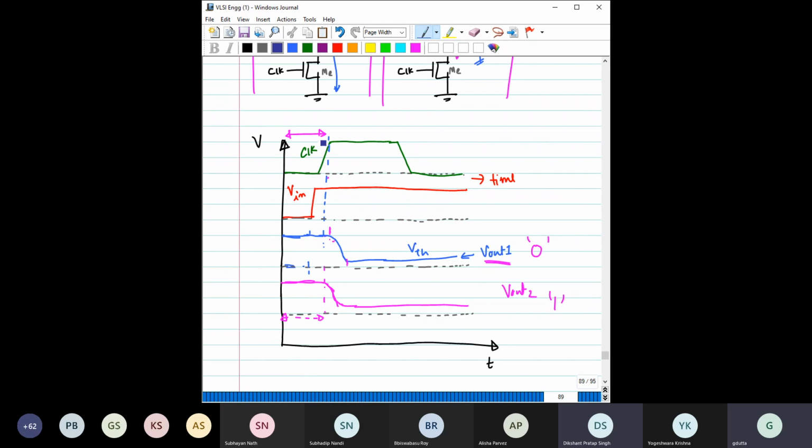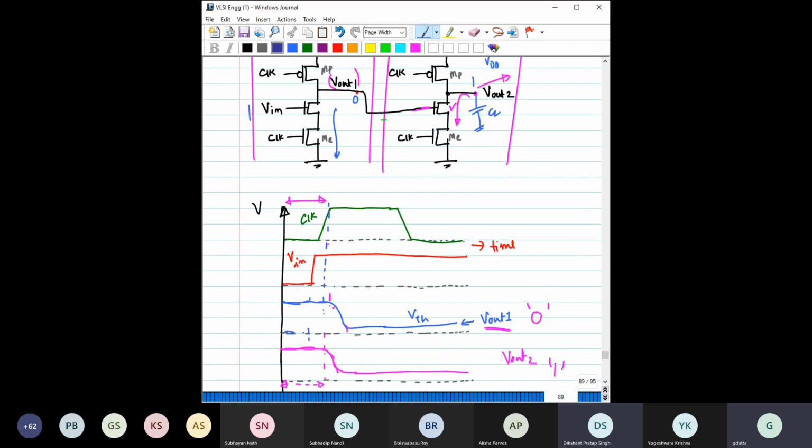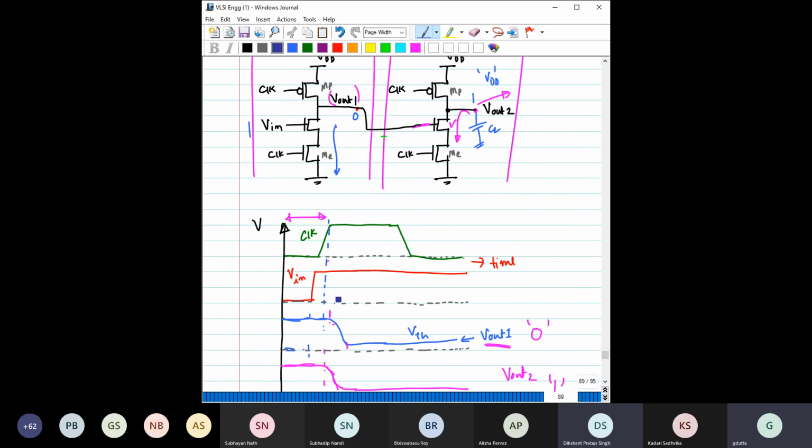During this pre-charge, let me put it this way. Here we have two outputs, output 1 and output 2. During pre-charge, what will happen? This PMOS will turn on for both, and it will charge the output capacitor here and this one to VDD. So during the pre-charge state, both output 1 and output 2 become close to VDD.